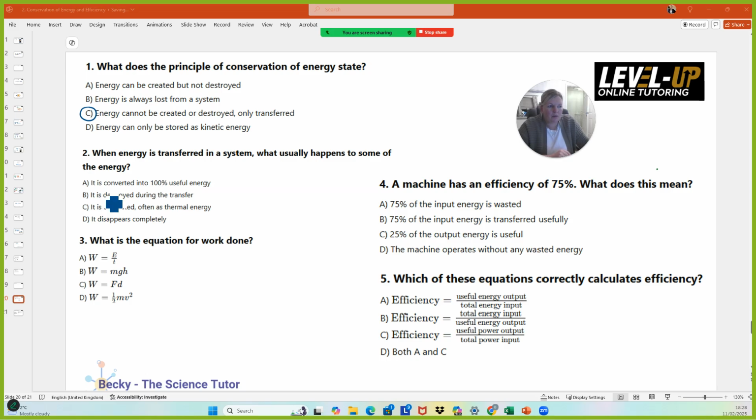Well done, guys. What is the equation for work done? Work done is the energy over the time, so it's A. Well done. A machine has an efficiency of 75%. What does this mean? 75% of the input energy is transferred usefully. 4B, awesome. And which equation correctly calculates efficiency? It's the useful over the total. Therefore, it is A. Well done. So we're C, C, A, B, A.